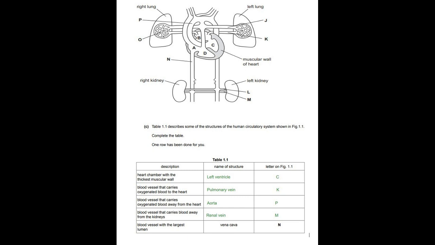Blood vessel that carries oxygenated blood away from the heart. Name of the structure is aorta, and the letter on figure 1.1 is P. Blood vessel that carries blood away from the kidneys, the name of the structure is renal vein, and the letter on figure 1.1 is M. Blood vessel with the largest lumen, so it is vena cava, and the letter is N.